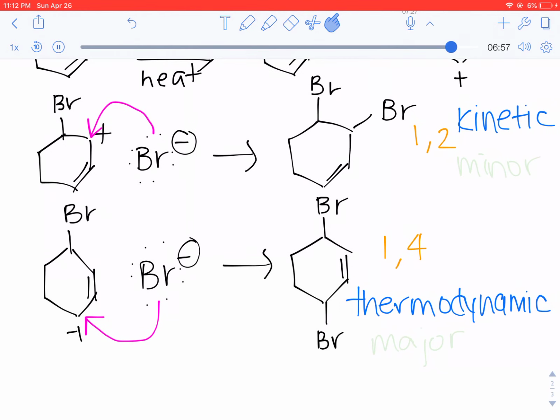Now we have to figure out which product is the major and which is the minor. When we look back at what we said before, we determine that the major product would be the thermodynamic product if heat was added. So in this case, the thermodynamic product, the 1,4 product, will be the major product, and the kinetic product will be the minor product.